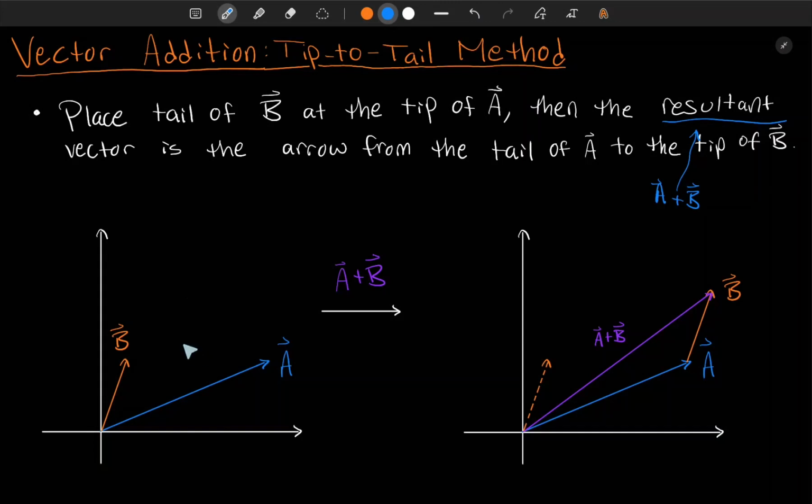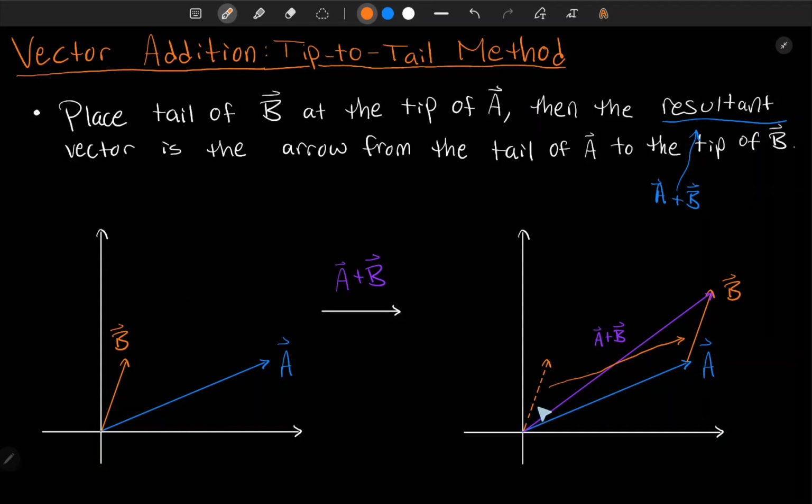As we see below, we have a vector A in blue and a vector B in orange. Then the purple vector, which I'll draw on the right, is the resultant vector. So the way that we solve this is we take A, we leave it where it is. Then we take B and we move it. So as you can see, I've moved B along A so that its tail is on the tip of A.